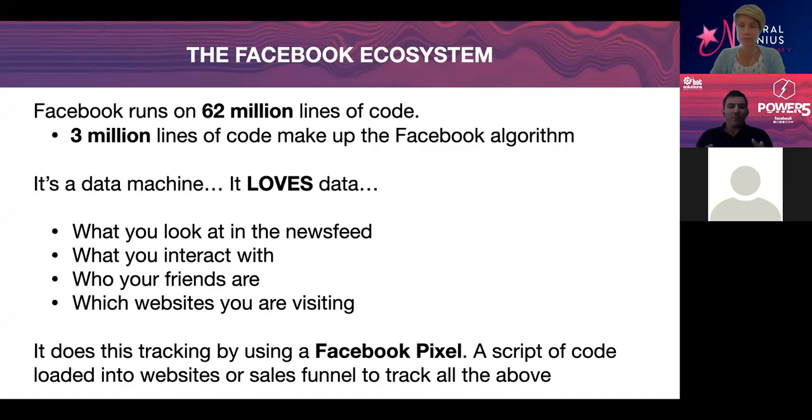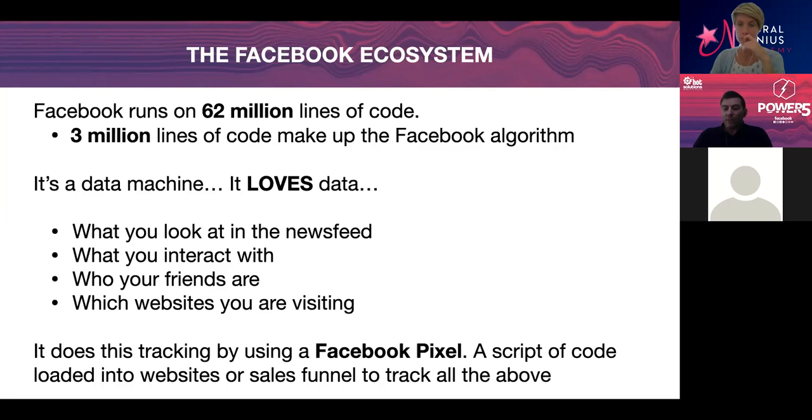So what it does is it's basically looking at what you're seeing in your newsfeed. What are you interacting with on Facebook? Whose posts are you following? Who your friends are? Which websites you're visiting? And it's doing that all through the pixel, which is just a small piece of code which is backloaded into the website or funnel to track all of the actions that are happening on your website. And obviously from your Facebook profile, it's able to access all of the data of every action and interaction that you're taking within the Facebook environment.